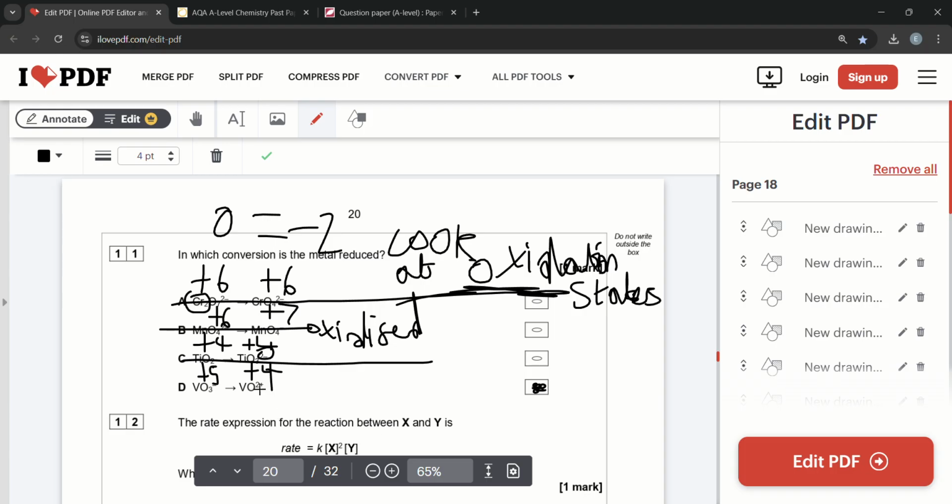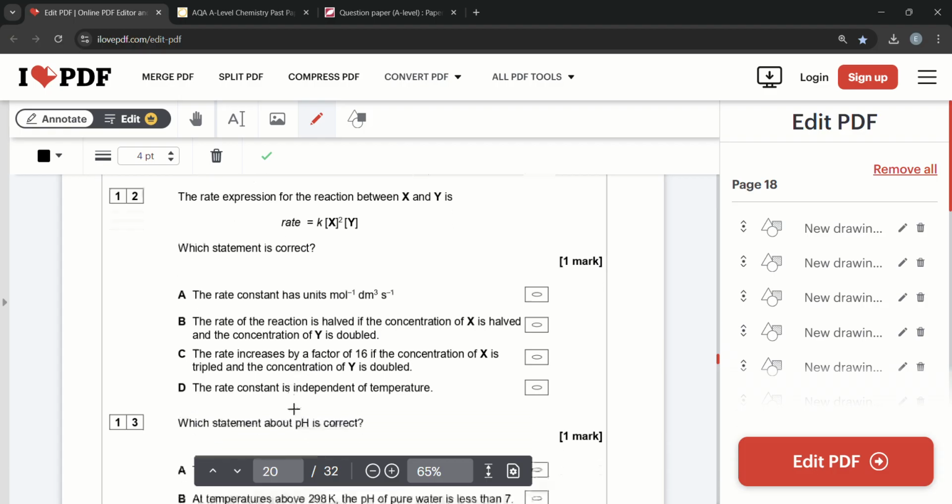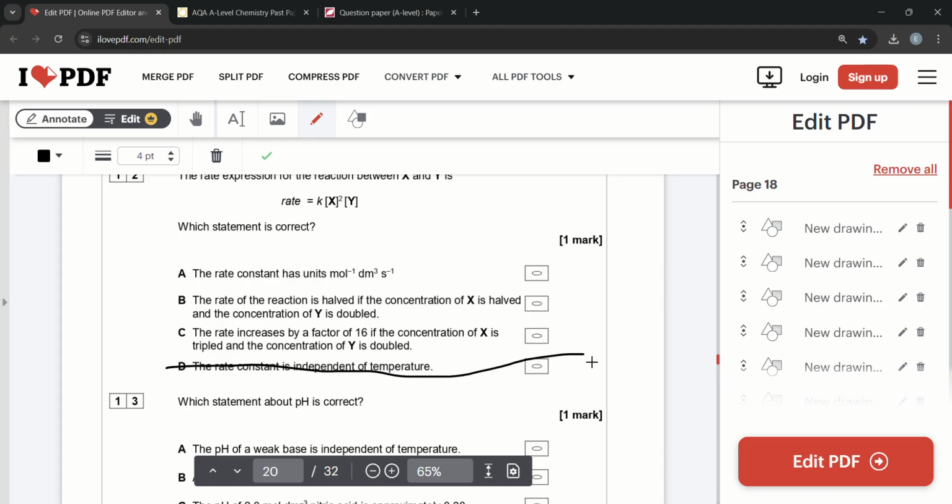Yeah, so you can see the oxygen state has gone down, it's been reduced. 12, which statement is correct? Rate constant has units of that. The rate of concentration to half the concentration of X is half than that, and then you've got these. Well, this one is definitely incorrect.